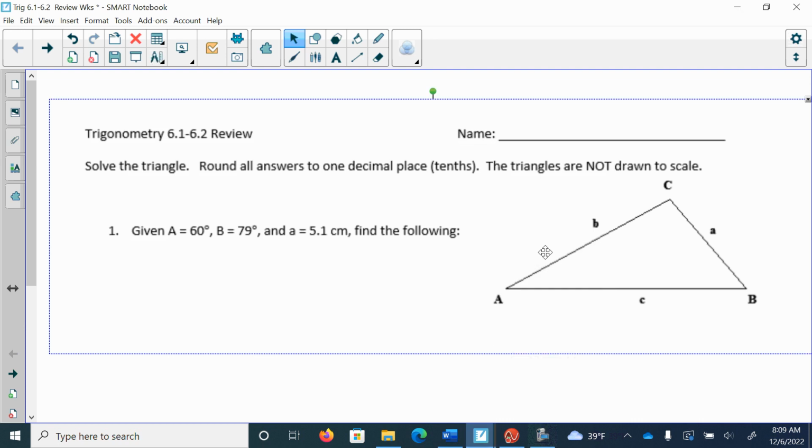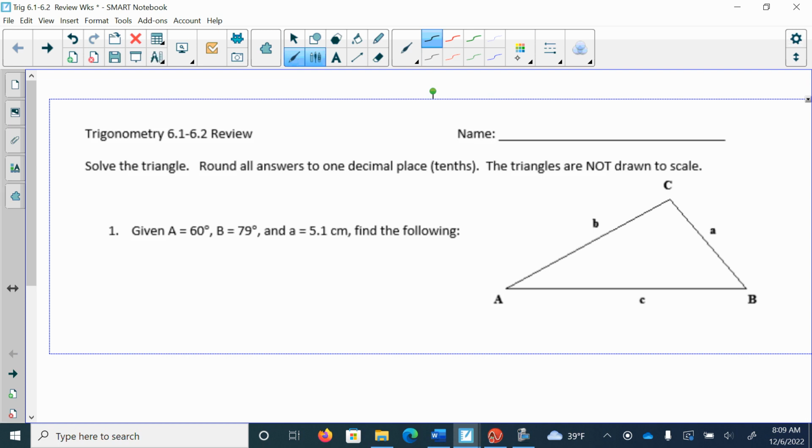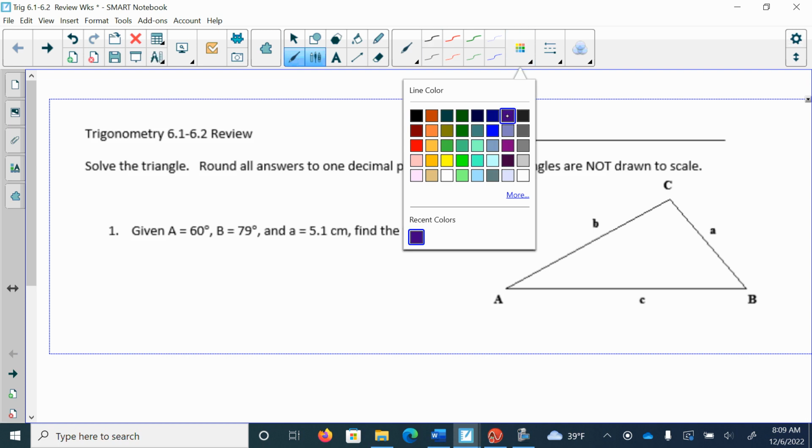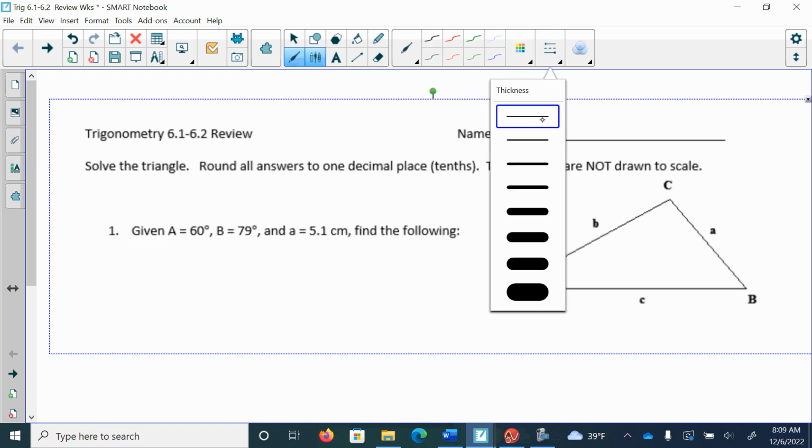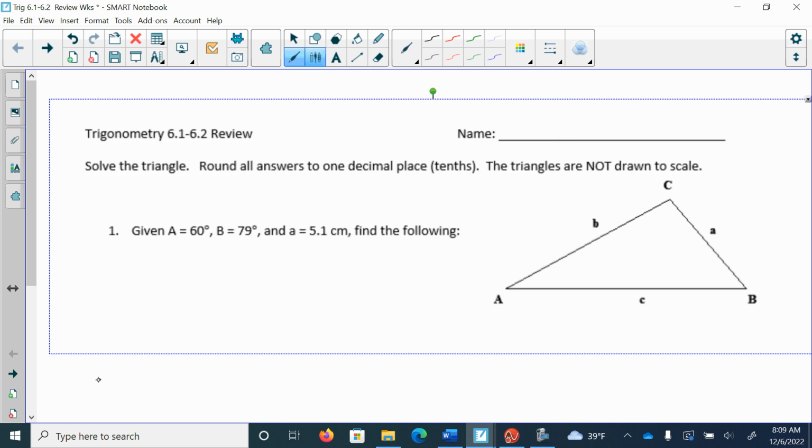Hello, this is Mrs. Ward, and this is the review worksheet for section 6.1 and 6.2, Law of Sines and Law of Cosines. So the first question says, given angle A is 60 degrees, B is 79 degrees, and side A is 5.1, find the following. I want you to complete the entire triangle. If we don't draw a picture for you, draw your own picture so you can identify what sides are opposite.